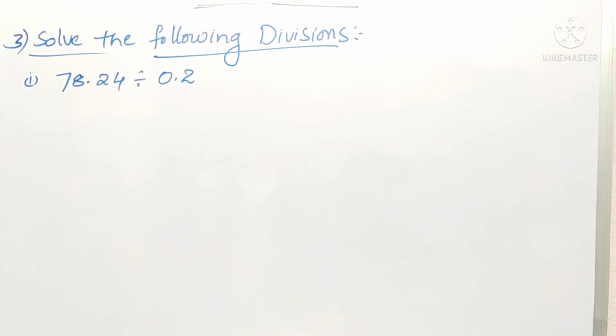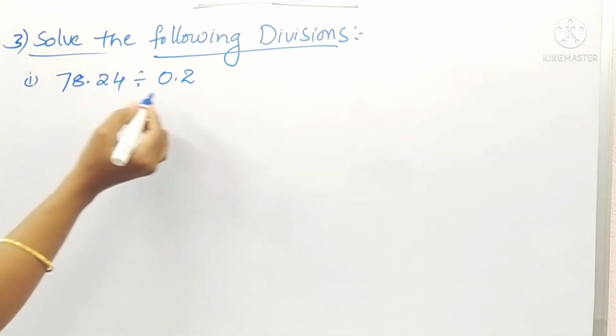Today in this video we are going to see our third problem in exercise 2.3, that is division of decimals. So here total 10 problems are given. We will see our first one. So here, 78.24 divided by 0.2.